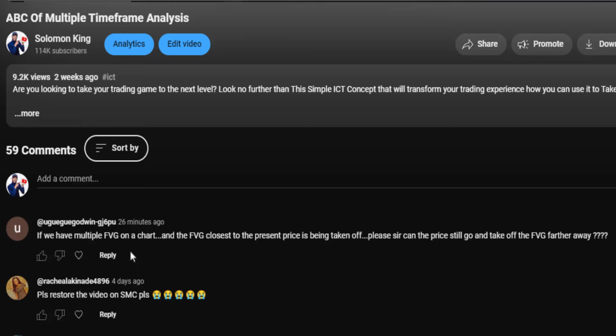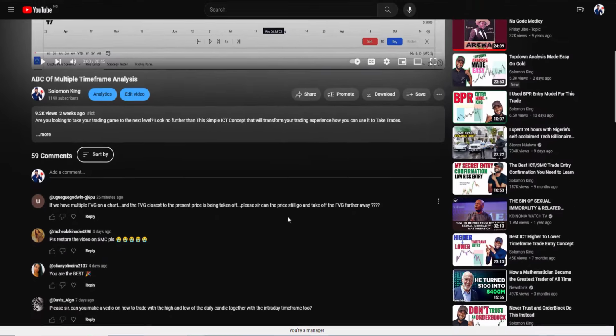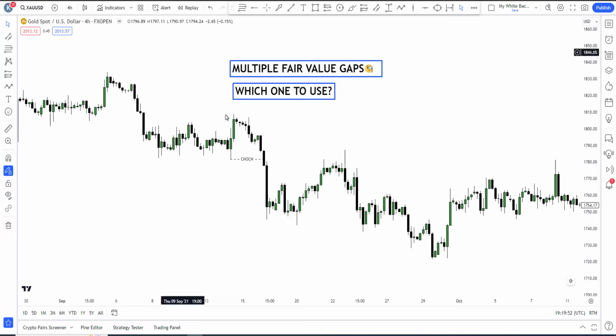He said, if we have multiple fair value gaps on a chart and the fair value gap closest to the present price is being taken off, please sir, can the price still go and take off the fair value gap farther away? Now, I don't care whether this guy is a newbie or an advanced trader.